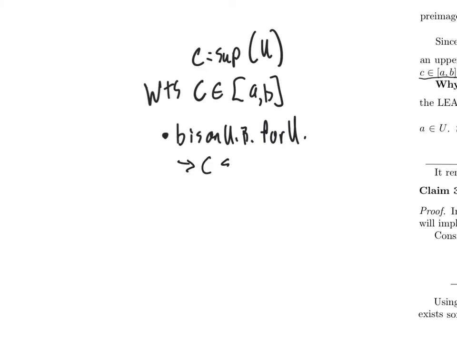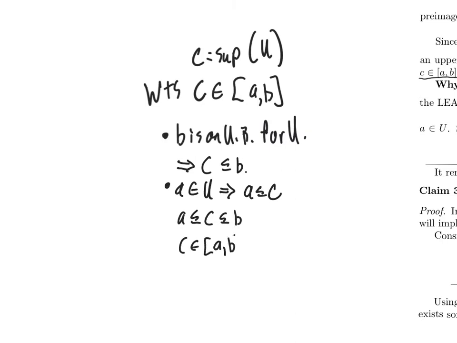So that means C is less than or equal to B. Now we have also already checked that A is an element of U. If A is an element of U and C is an upper bound on U, that means that A is less than or equal to C. So I'll get A less than or equal to C, less than or equal to B. C is in A comma B.